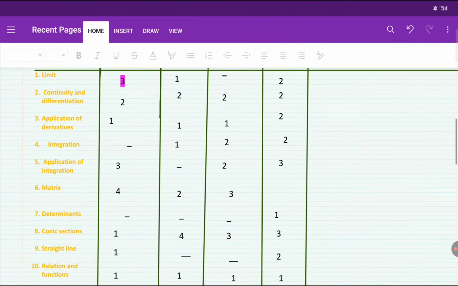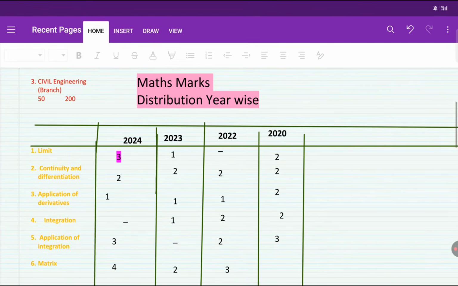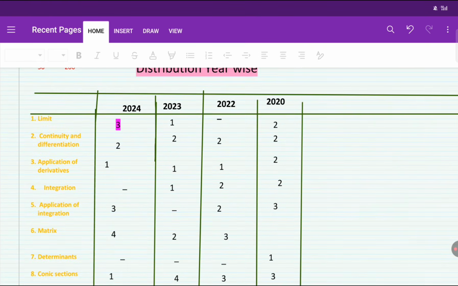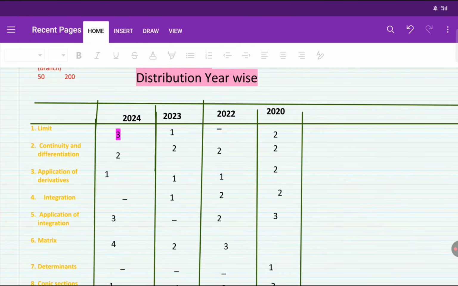In this video I will analyze which chapters are important, and from which chapters questions are majorly asked. As you can see here, there are 21 chapters. From every chapter, questions were asked 1 or 2 or 3, sometimes 4. So let us see which chapters are very important.